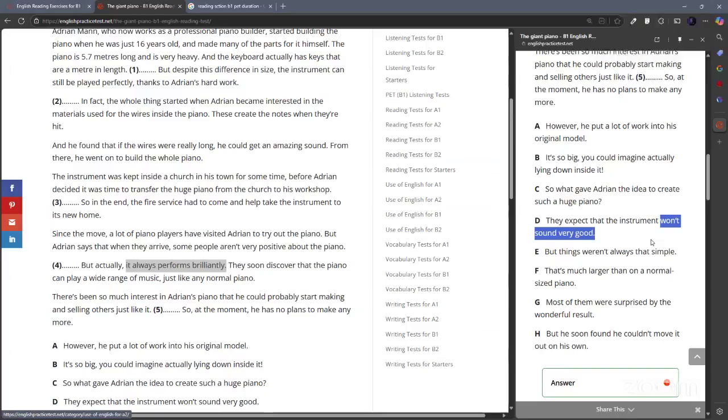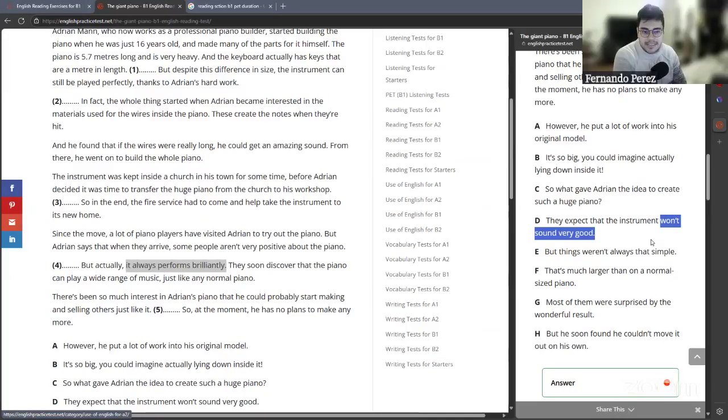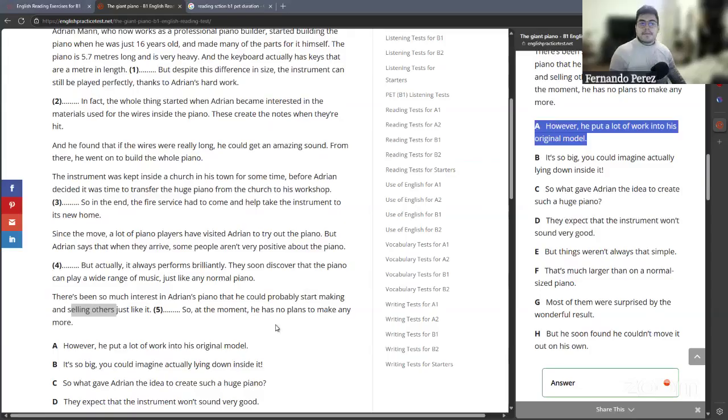Okay, number 4. And number 5: there's been so much interest in Adrian's piano that he could probably start making and selling others just like it. We are talking about selling others. I would say it's letter A. There's been so much interest in Adrian's piano that he could probably start making and selling others.